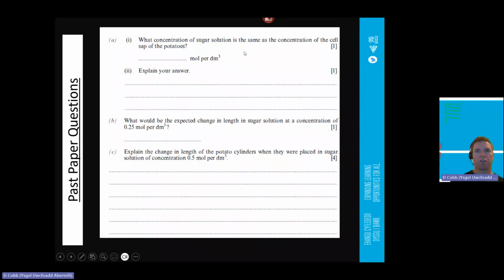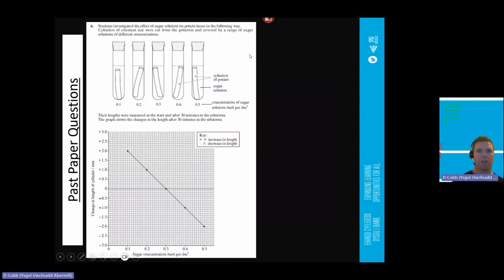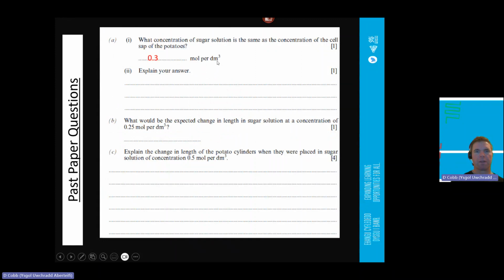So what concentration of sugar solution is the same as the concentration of the cell sap in the potatoes? Well, look, 0.3 caused there to be no change in mass. So the answer to that first one is 0.3. And it tells you to explain your answer. Well, there's no change in mass. That's all you need to say there. They're giving you 3 lines. There's not much to do.